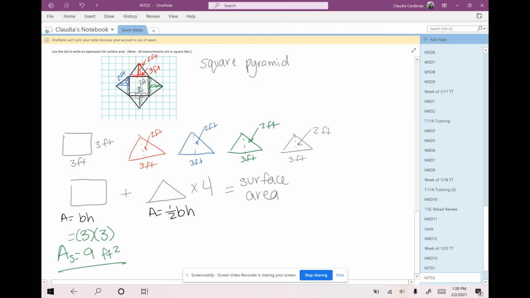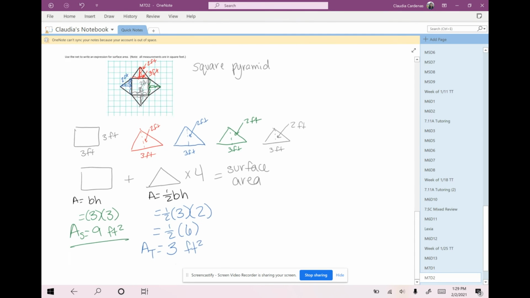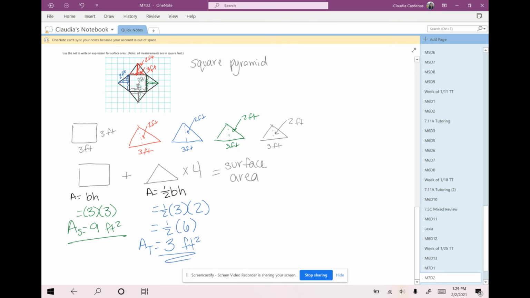And then looking at the area for the triangle, I see it's 1/2 times a base of 3 times a height of 2, which would be 1/2 of 6. 1/2 of 6 is 3. So the area of this triangle is 3 square feet, except we have 4 of them. So in order to find the area of all 4 altogether, I could add this 4 different times, or I could simply multiply it by 4 and see that the area of all 4 triangles is 12 square feet.